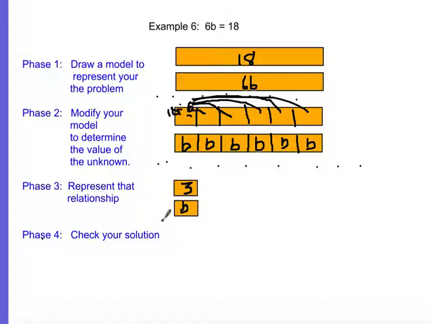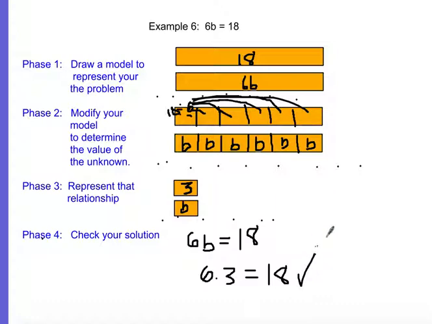And we will go ahead and check that solution using variable substitution. The original equation is 6 times b is equal to 18. You take out b and replace it with 3, and then you do 6 times 3. 6 times 3 equals 18. That checks out. So we know our solution is definitely b equals 3. And this has been modeling multiplication equations using tape diagrams.